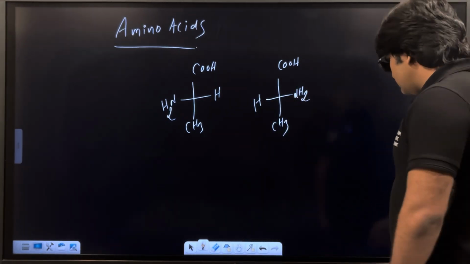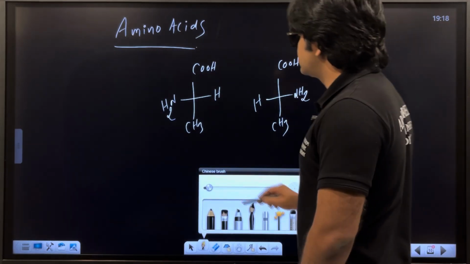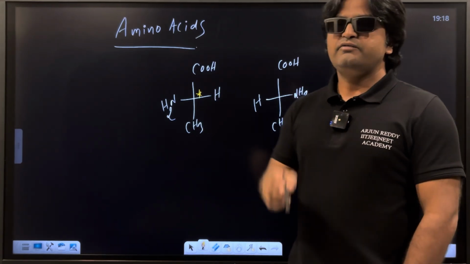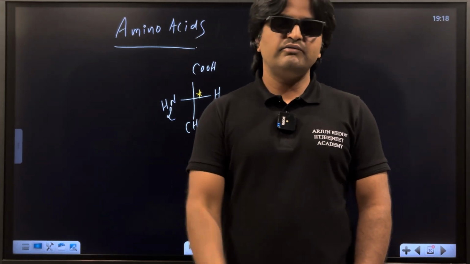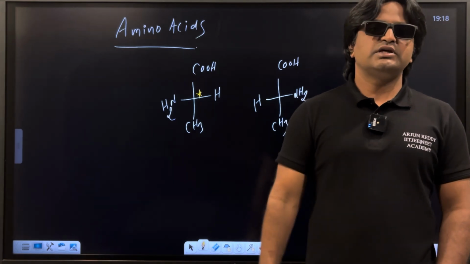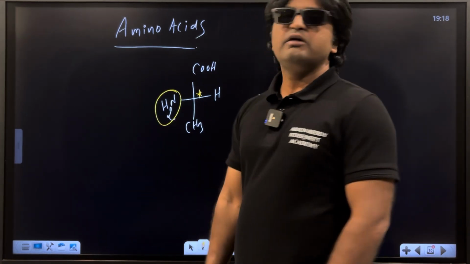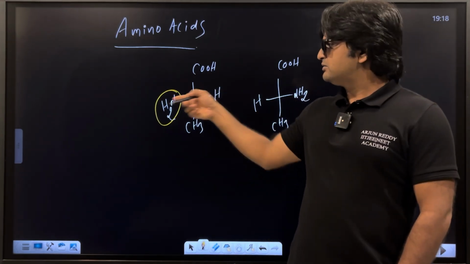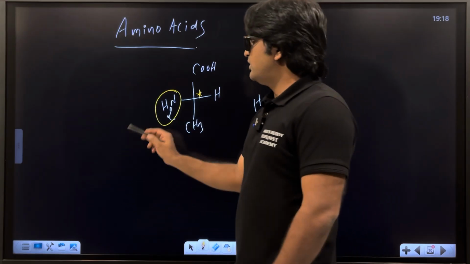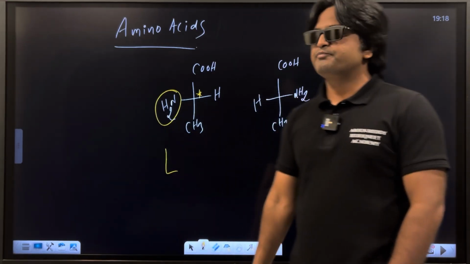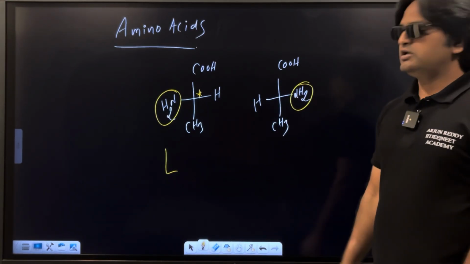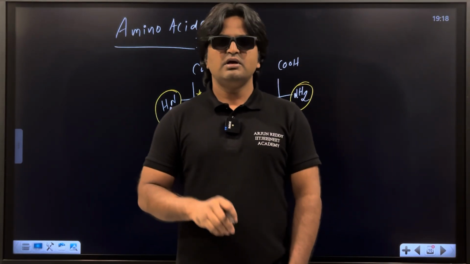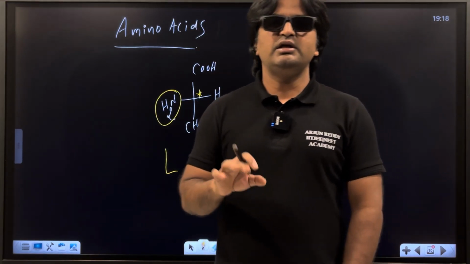Okay, so to provide DL configuration, just look at the bottommost carbon atom. In the case of amino acids, if your NH2 is present on the right side, D configuration, and if NH2 is present on the left side, L configuration. What is the connectivity of NH2? Is that NH2 connected to the left side or right side? Here that NH2 is connected to the left side. What is the configuration? L configuration. Next one, if the same NH2 is connected to the right side, then what is the configuration? D configuration. These examples are sufficient for relative configuration, that is capital D, capital L configuration.